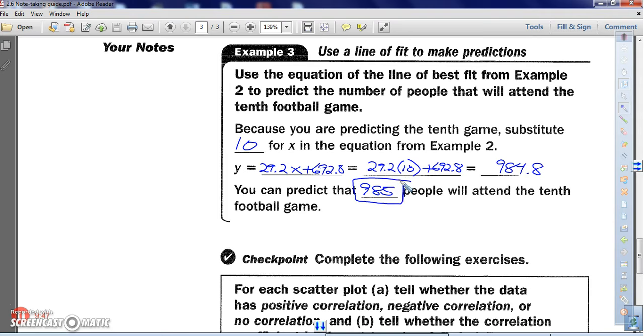So this process of finding a best fitting line can help us make predictions about things. That could be very good if you were especially working with finances or working with populations, or things where you have to make predictions about the future.